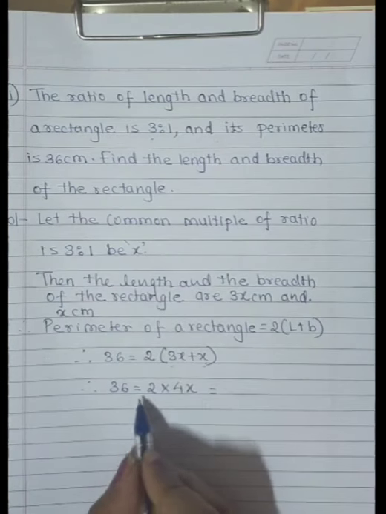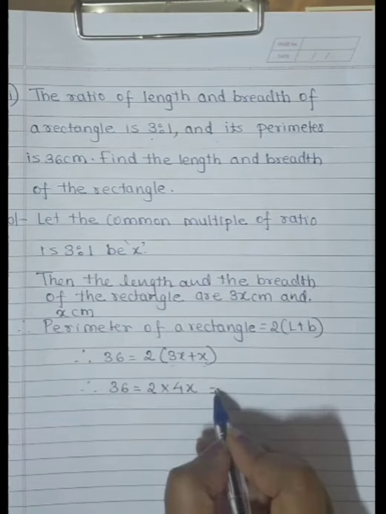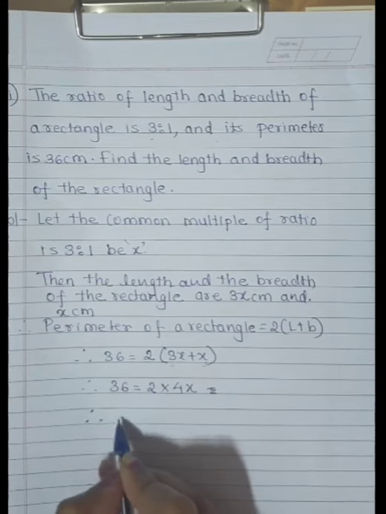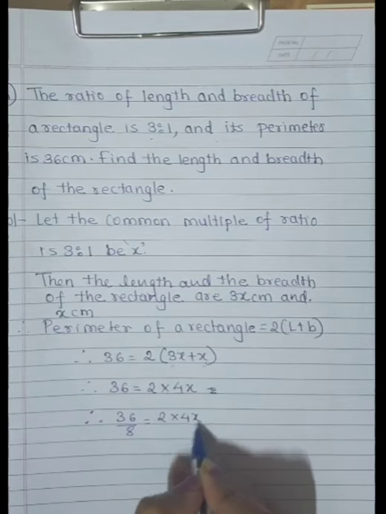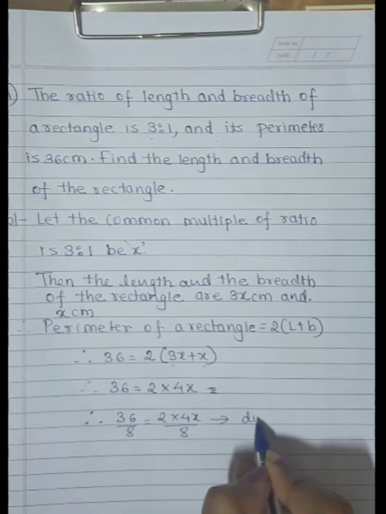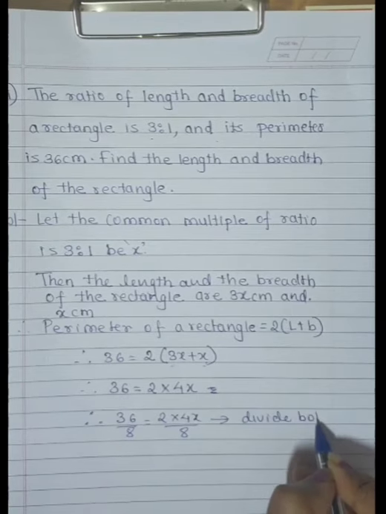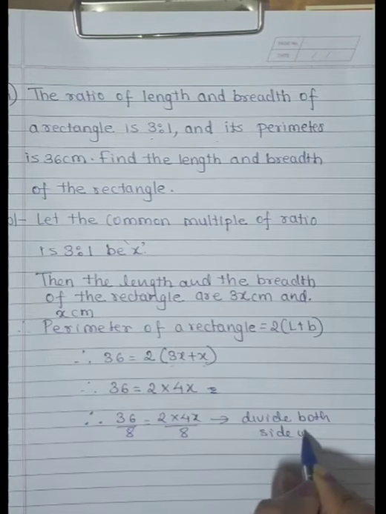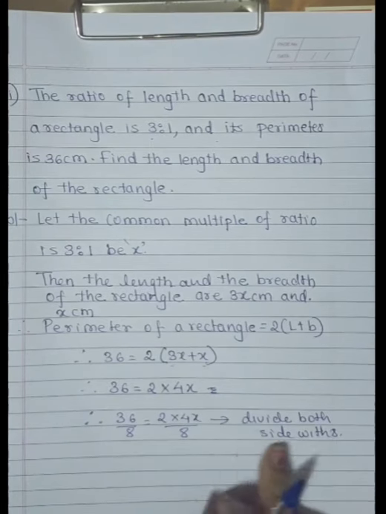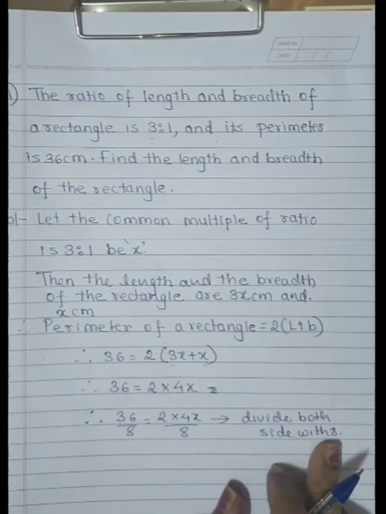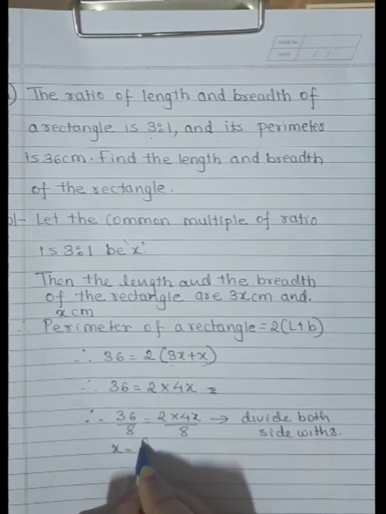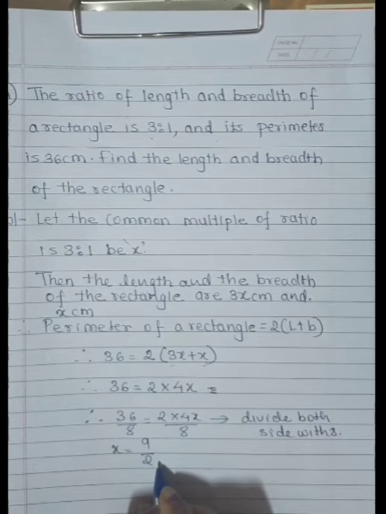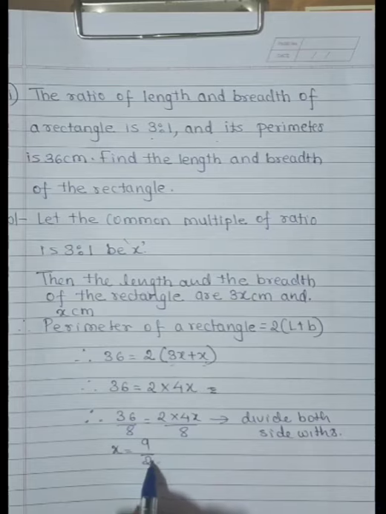Now here we got this equation. Therefore 36 upon 8 is equal to 2 into 4x upon 8. We'll divide both sides with 8. Now we'll get x is equal to 9 upon 2.